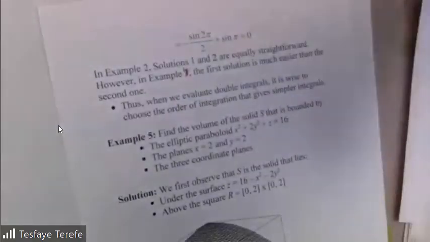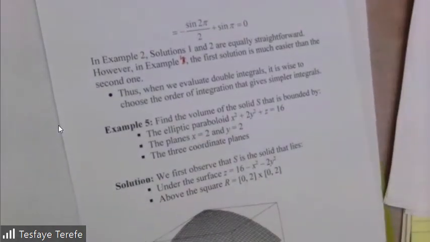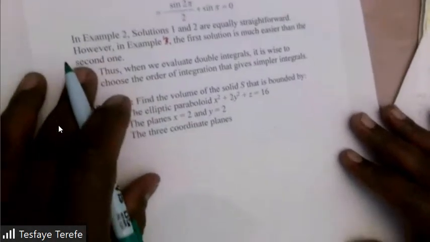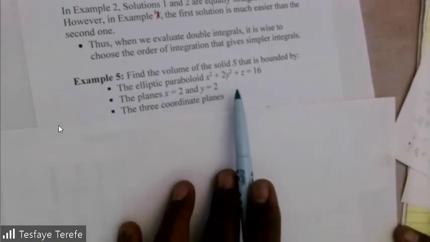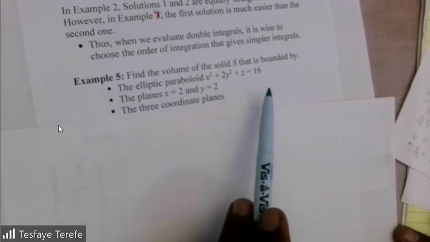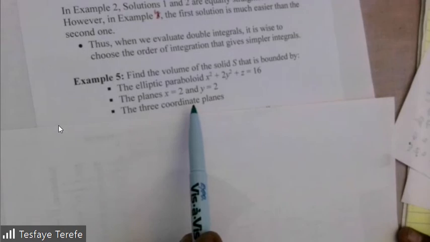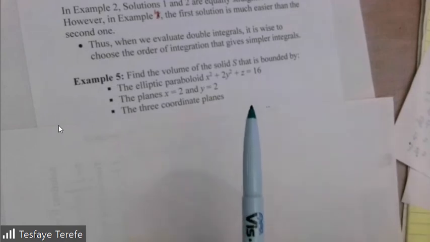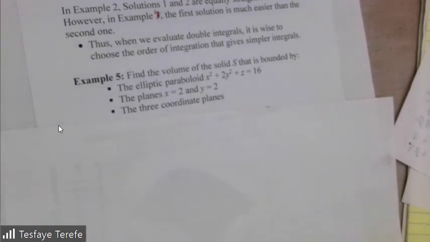All right. Now, one of the applications, as I said, of finding double integrals is finding the volume. So I want to be imaginative and find the volume of the solid that is bounded by the elliptic paraboloid x squared plus 2y squared plus z equal to 16, and the planes x equal to 2, y equal to 2, and the three coordinate planes. In other words, the xy plane, the yz plane, and the xz plane. So what will be that volume? Go ahead, please.